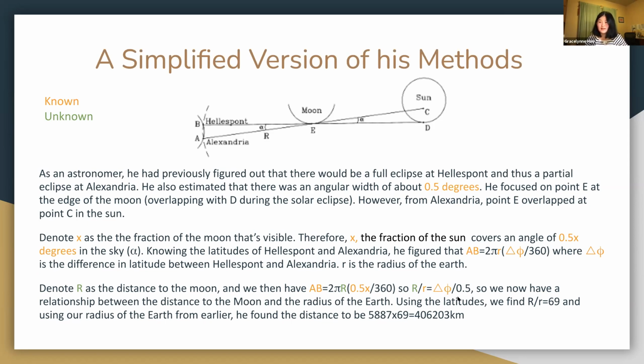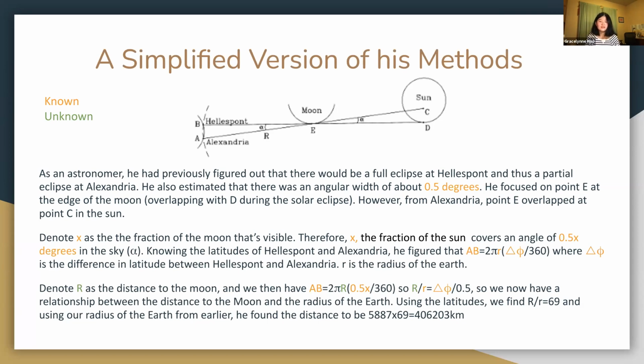So he kind of had this, and again, we don't really understand how he knew these latitudes, but he did record them pretty accurately. Okay, so now we have a distance and a relationship between the distance to the moon and the radius of the Earth, which he found using his own methods.